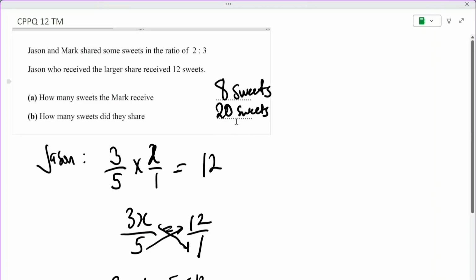Now that we know they shared 20 sweets and Jason received 12, we can then calculate Mark's share, which is what is left. So out of 20, you take 12 for Jason. The rest will be 8 sweets, which is actually Mark's share. That is, you have 20 minus 12 will give you 8. So Mark received 8 sweets.